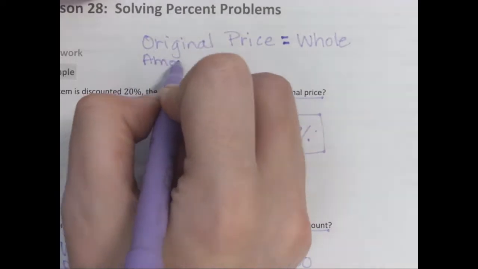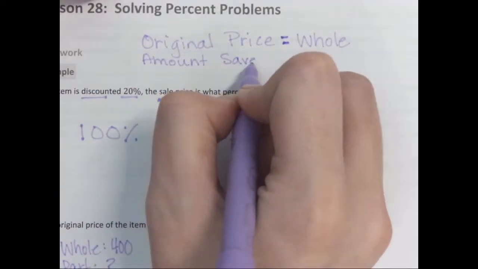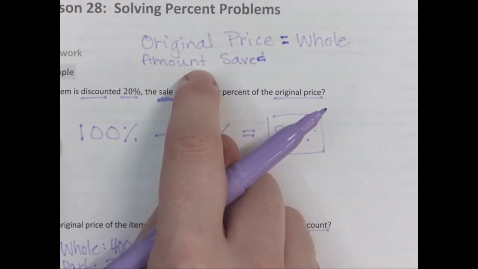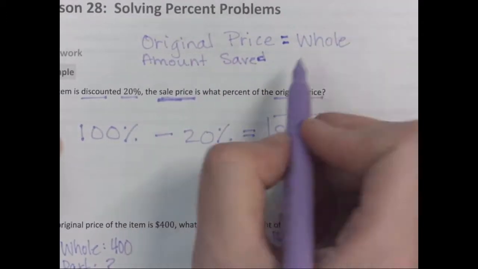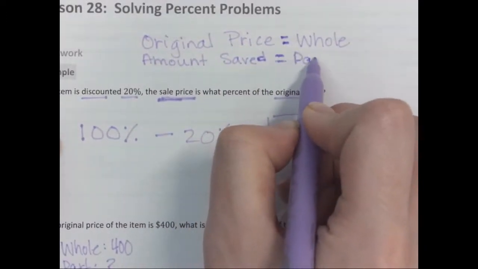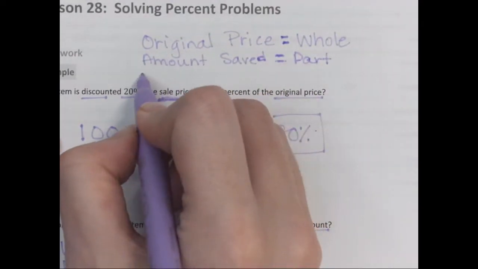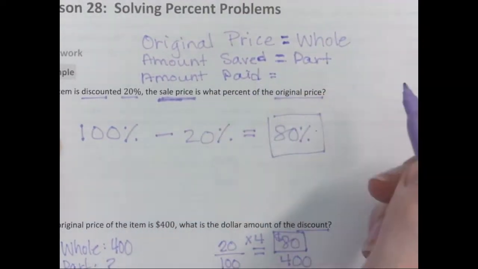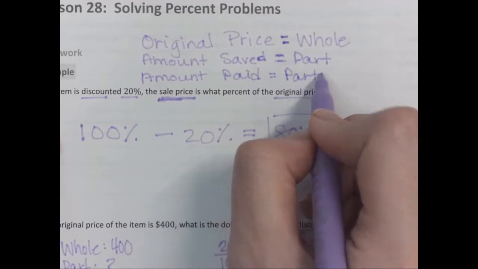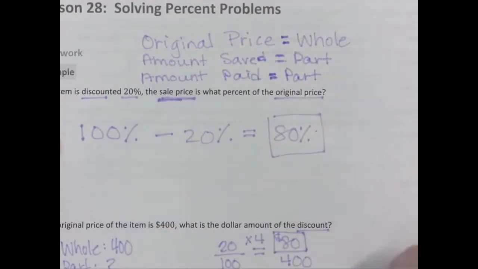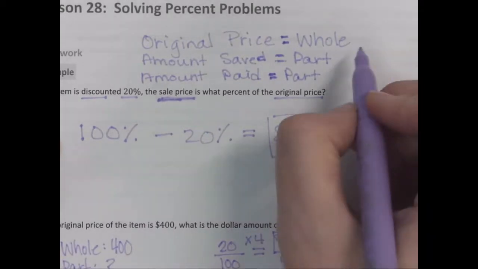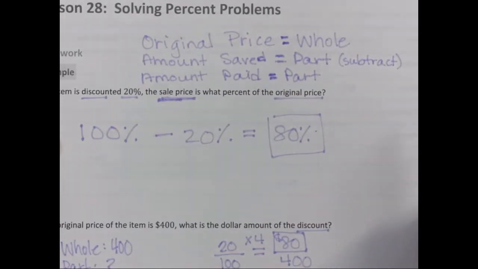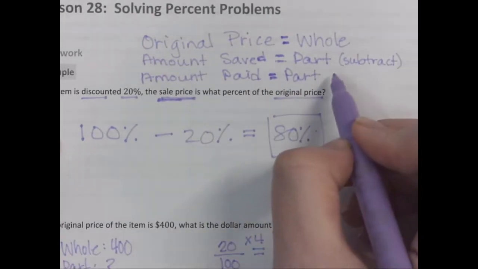The amount you saved. So here's what's different about these problems from the problems we've been doing in lesson 26. The amount you saved is a part. The difference now is that we also have an amount we can pay. The amount you paid is another part, right? We have two parts. We have the amount you saved, which is the part we subtract, and you have the amount you paid, the part that you paid.